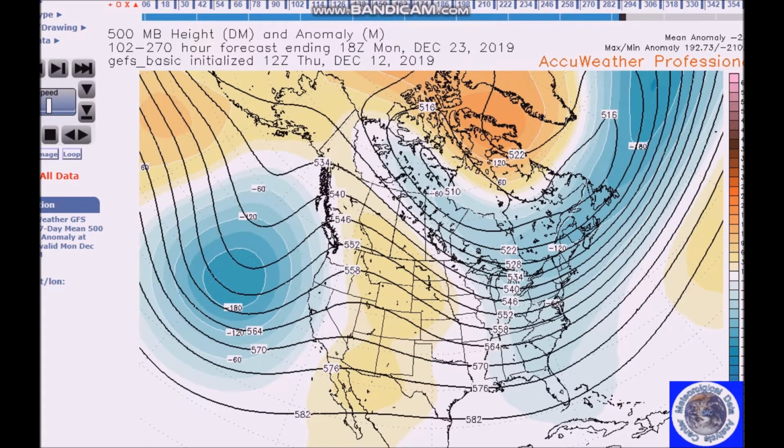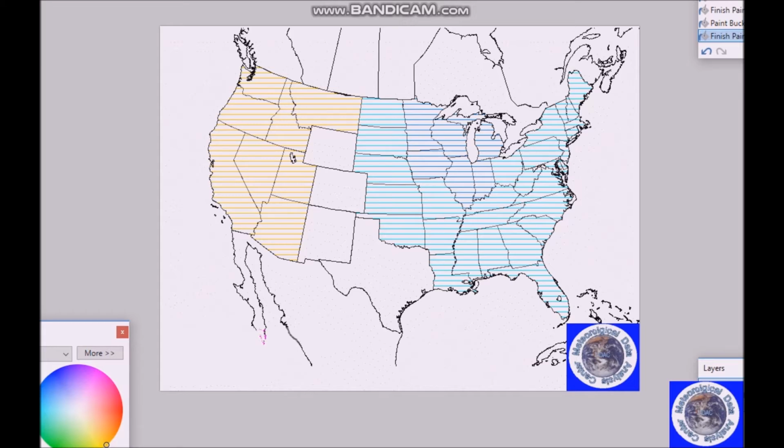You can see the ridge here. This is the GFS ensembles. A little bit of a ridge here, trough. We have positive height anomalies here as the NAO trends more towards negative. So for this forecast period, I'm forecasting above normal temperatures here, with numbers of 4 degrees above normal, and below normal temperatures forecast for much of the East and the Plains, with numbers of 4 to 6 degrees below normal.